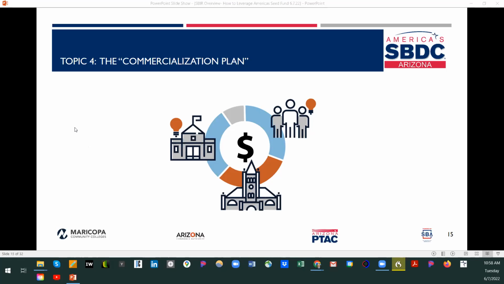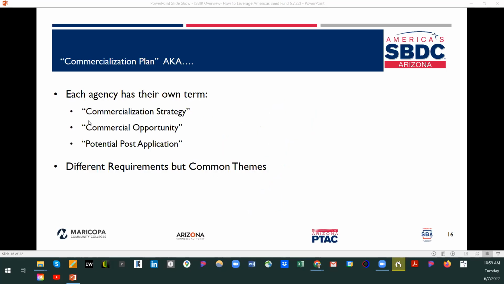But it's really important, and it's really good to get somebody who's got that background to assist you with this if you haven't done it before. So again, commercialization plan, also known as, each agency may have their own little term for it. There's commercialization strategy, commercial opportunity, potential post application.